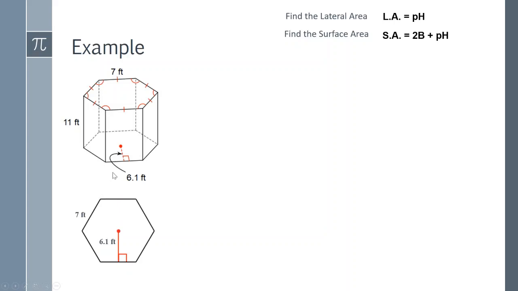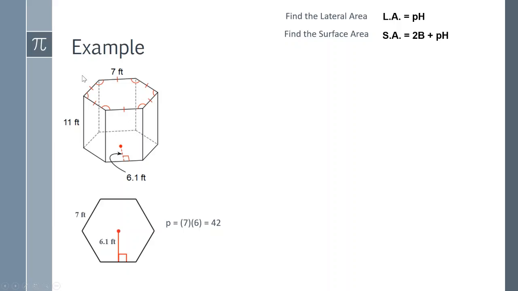So how do we find the perimeter of this hexagon? Well, we've got 6 sides. Each side is 7. And you notice that they're all the same. It says so right here. That means this is a regular hexagon. So 7 times 6 is 42.